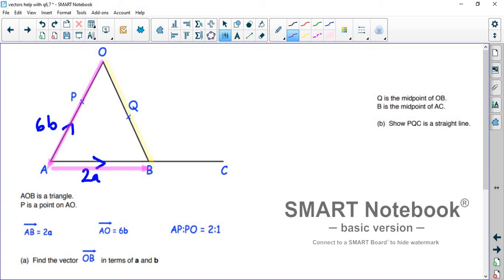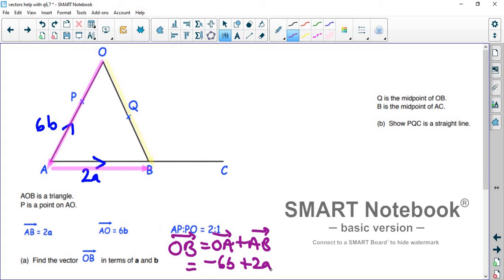So now that means that we can figure out how to write OB in terms of a and b. So OB is equal to OA plus AB. And OA is going the opposite direction from AO, so it's minus 6b, and AB is 2a. There we go, that's it. Right, the next part's the tricky bit. So we're given lots more information.